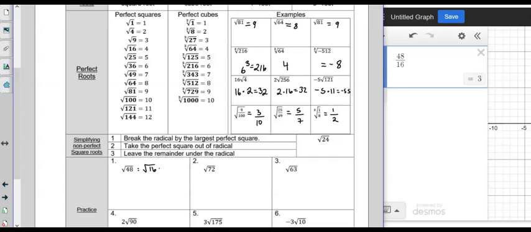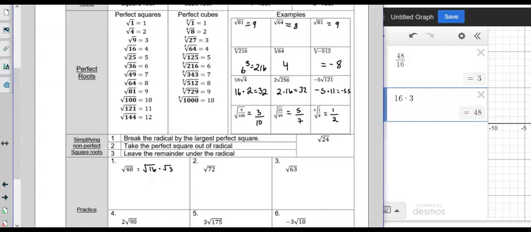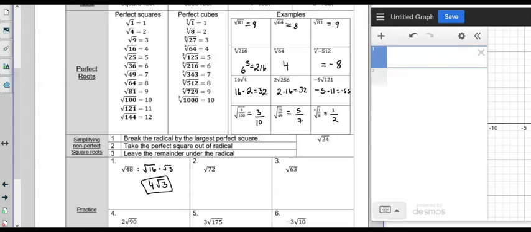I'm going to do square root of 16 times square root of 3. So square root of 16 times square root of 3 is square root of 48, because 16 times 3 is 48. Let me show you. And now I can go ahead and simplify square root of 16. Square root of 16 is 4 times square root of 3. And this is what my answer is going to be. Okay? So that's how you simplify. Basically, you're taking some numbers out of the radical by finding perfect squares.